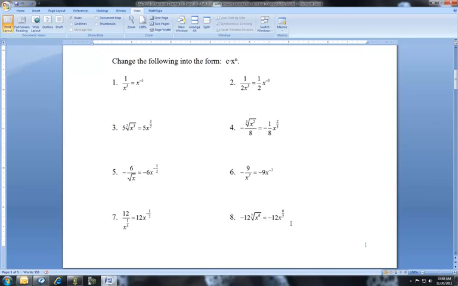So that's it for this lesson, and what we've looked at is very necessary. You need to know how to write terms in this form, where you have coefficient times x raised to an exponent. Thank you.